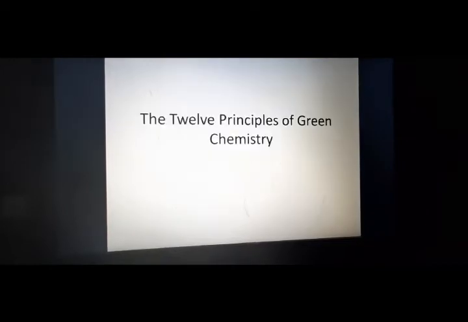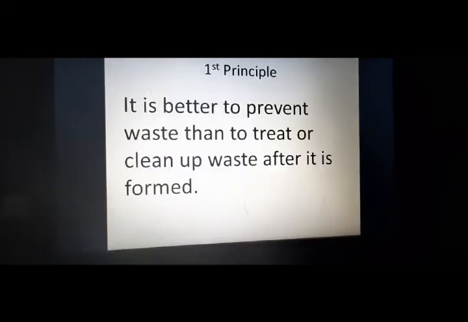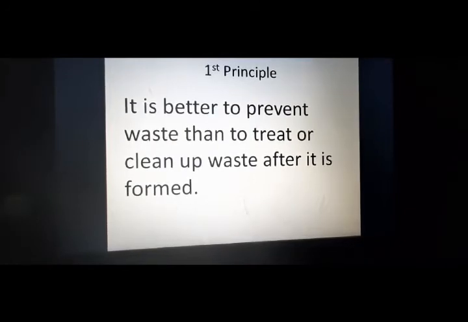There are 12 principles of green chemistry. First principle: it is better to prevent waste than to treat or clean up waste after it is formed. So we have a saying, prevention is better than cure. So if we can avoid waste or littering, let's avoid it.